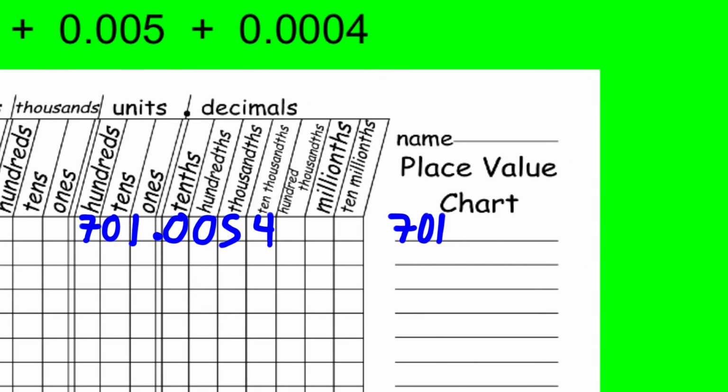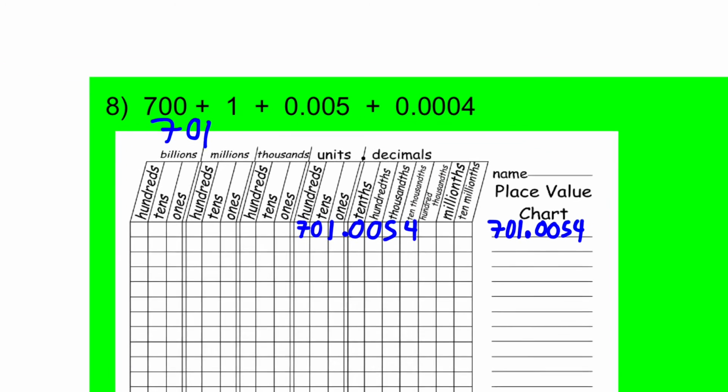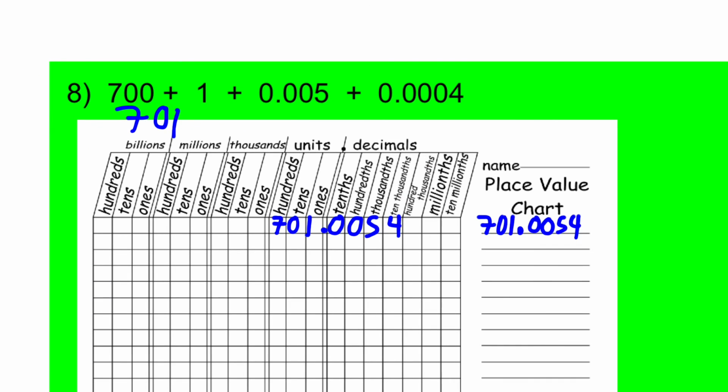701 and 54 10,000ths. 701 and 54 10,000ths. All right, kids, there's how you take a number that's expanded and write it in standard form and also say the number. Now, you have an assignment today that you did in class that is homework if you're not done.